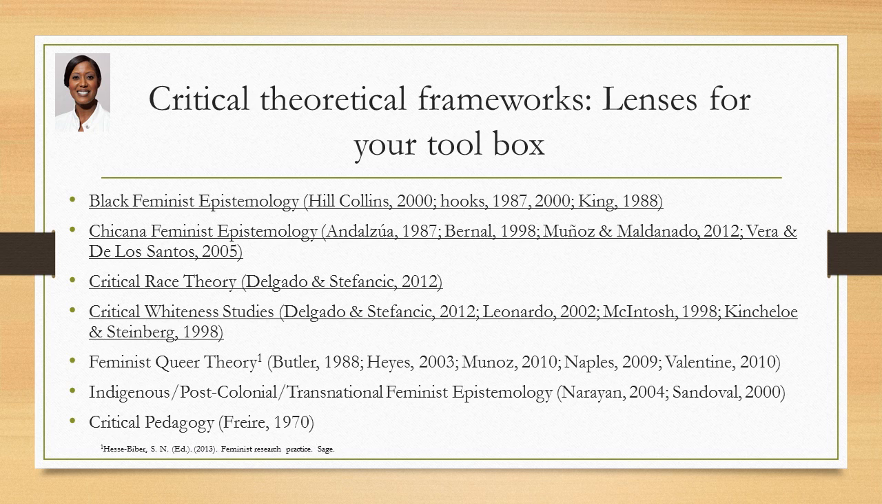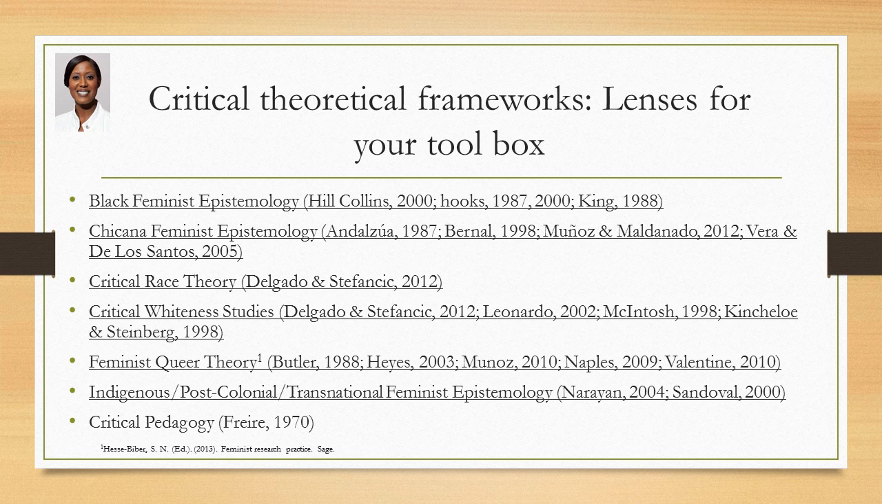Critical whiteness studies is another good one that I haven't engaged with as frequently as I would like. And there isn't a lot of scholarship that really uses this in education as a lens. So it may be good for you to engage with something. Who knows, at the end of your literature reviews, you may develop something that's publishable. Feminist queer theory, indigenous, post-colonial, transnational feminist epistemology.